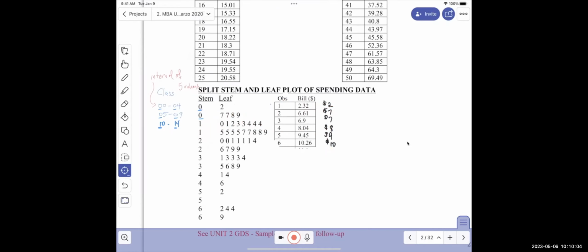So we split up the digits. This is the tens column, this goes here. And then the values. Again, I want to use 1 again. So that's the first digit, the stem, and then these second digits are the leaves.